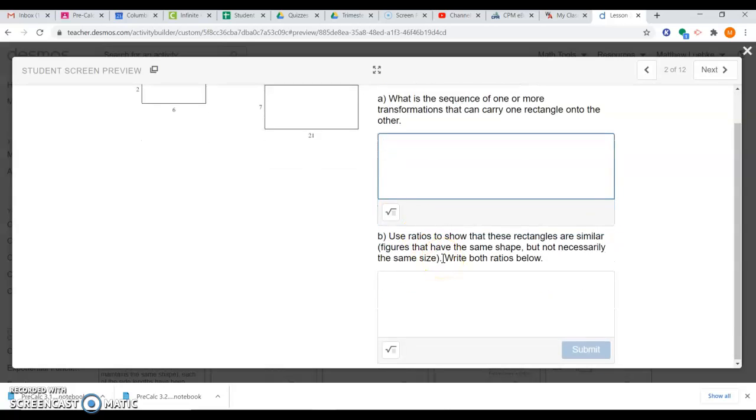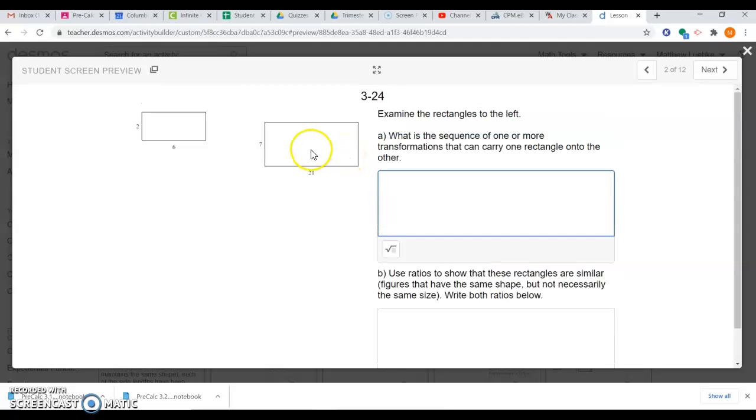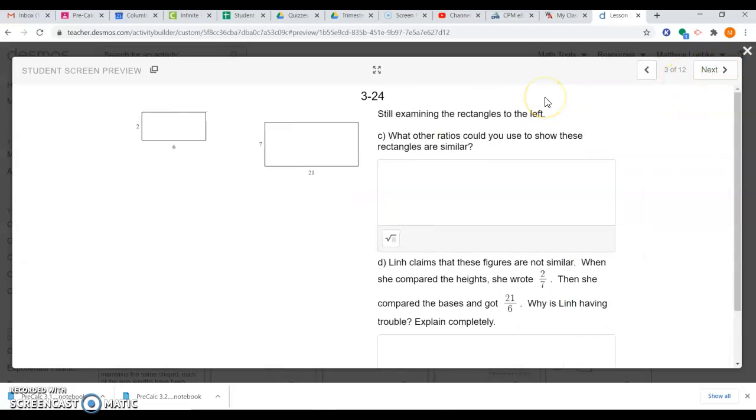Okay? The next thing we want to do is use ratios that show that these two shapes are in fact similar. Okay? So some kind of ratios here to show that these are similar. Here we go on to see, again, practicing our ratios.